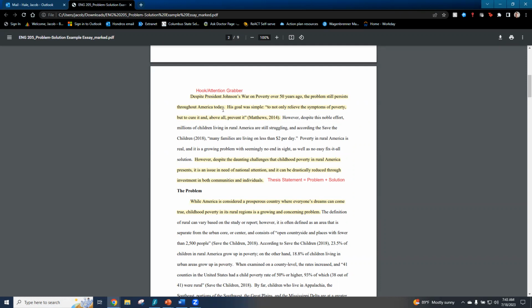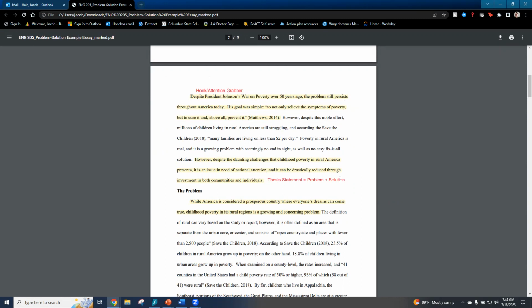So we begin with a hook, an attention grabber. So here we have like an interesting fact that is going to make the reader want to read more. You want to hook your reader. You want to make them care about your topic. So despite President Johnson's war on poverty over 50 years ago, the problem still persists throughout America today. His goal was simple: to not only relieve the symptoms of poverty, but to cure it, and above all, prevent it.